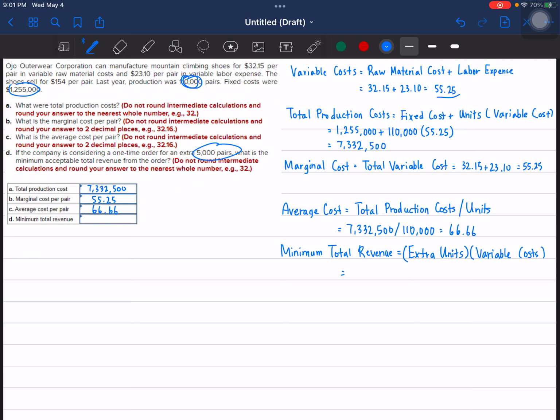So our minimum total revenue from the order is 5,000 times our variable cost, which you calculated again up here before part A, which was 55.25. So we just plug that into our calculator. We get 276,250.